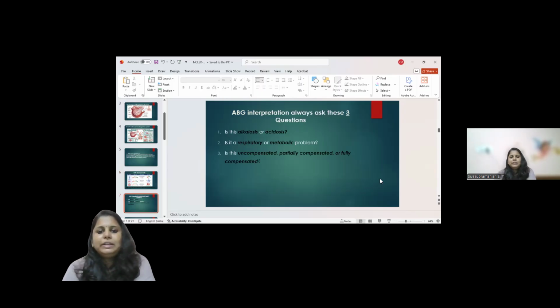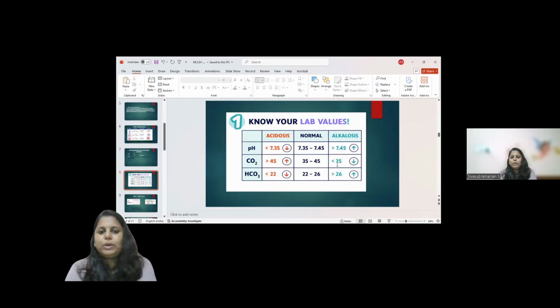Before interpreting the ABG results, you have to ask 3 questions to yourself. First one is, is this alkalosis or acidosis? Is it a respiratory or metabolic problem? Or is it uncompensated, partially compensated, or fully compensated? We'll see one by one.